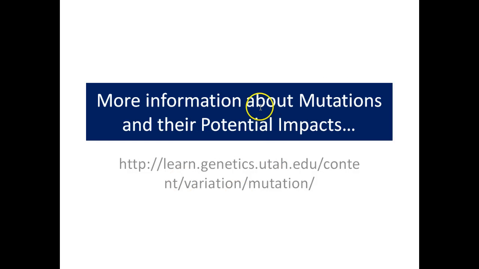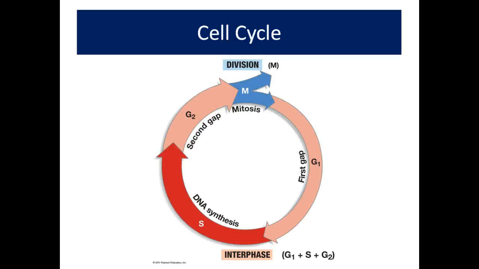There's more information about mutations and their potential impacts on this website. You are going to be required to read this as a part of the assignment that's substituting for your quiz today. And when I see you on Tuesday, I'm going to link this discussion of mutations back to the cell cycle, and then we're going to talk about what happens during cell division. The type of cell division we're going to focus on first is mitosis, and then we'll go into meiosis in more detail a little bit later on.